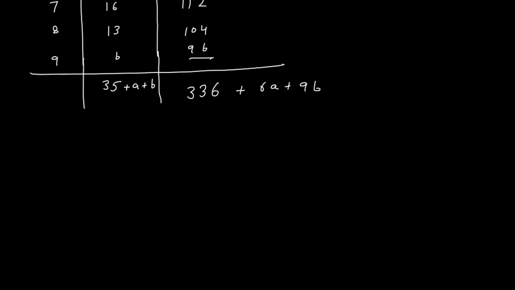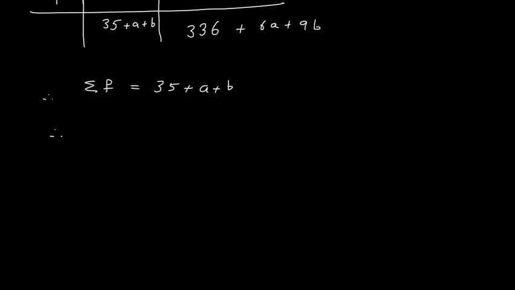So therefore what we get, summation of f is equal to 35 plus A plus B. Okay, so therefore now summation of f we have 40, so I will say that this 40 is equal to 35 plus A plus B.